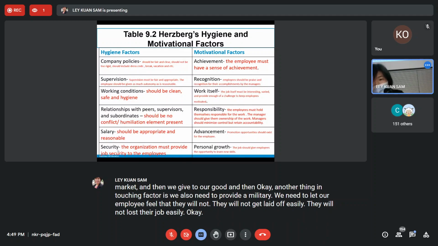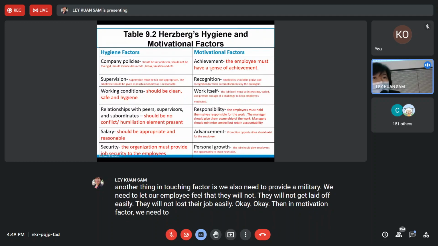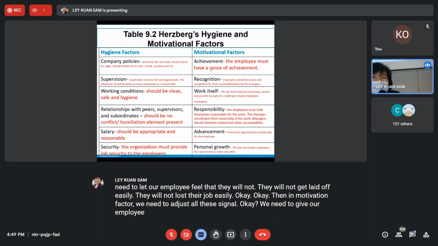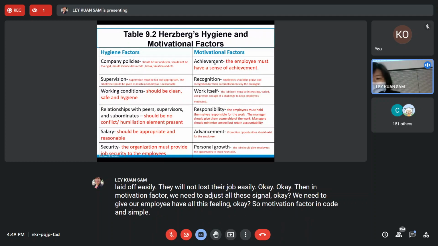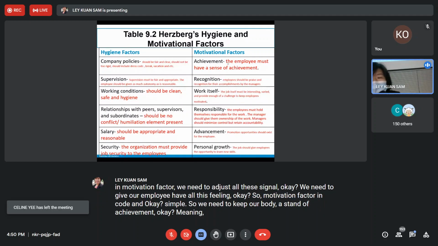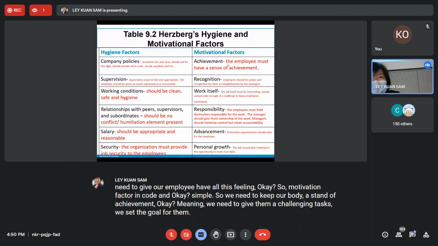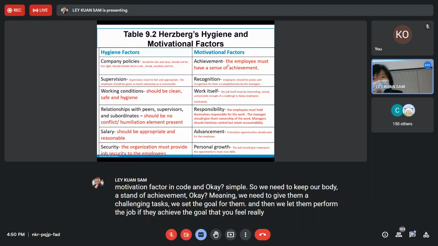Then in motivation factors, we need to adjust all these things to give our employees this feeling. Motivation factors include achievement. We need to give our employees a sense of achievement, meaning we give them a challenging task. We set a goal for them, and then we let them perform the job. If they achieve the goal, they will feel very happy and enjoy it.